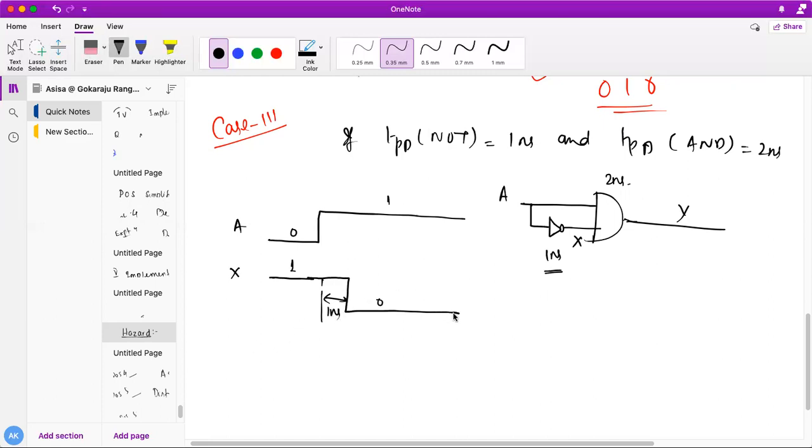Now because of this 1 nanosecond and because of this AND gate, I have to work out the output. Output Y will be what actually? 0 1 0. Up to this it will be 0. Am I correct? Yes, up to this it will be 0. After that what will happen here?